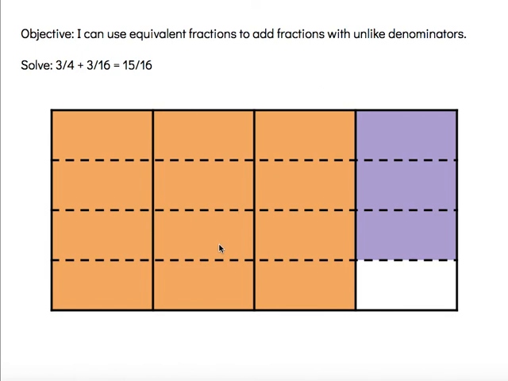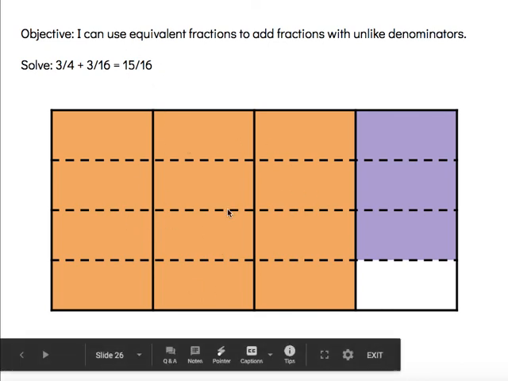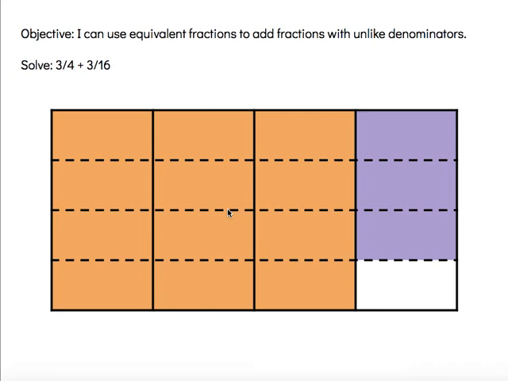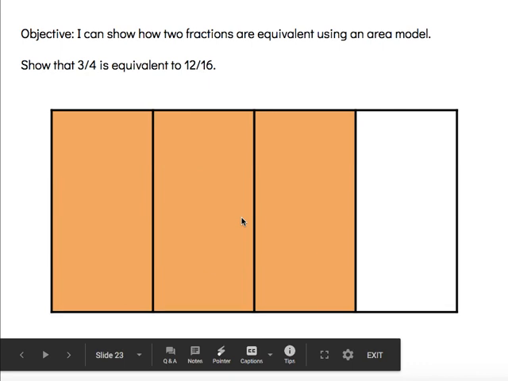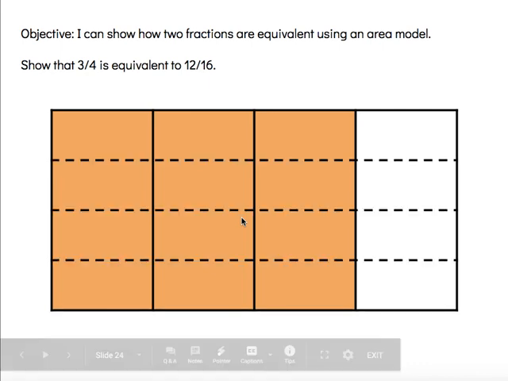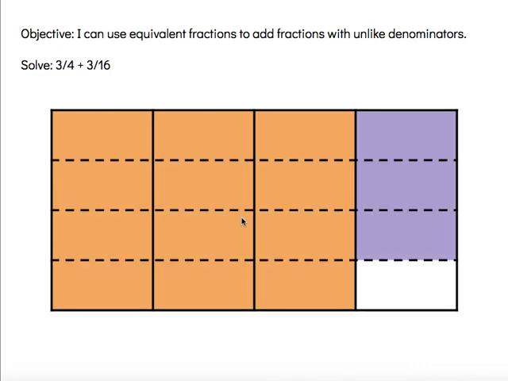So you can see by using an area model, you can understand more conceptually what's happening with our equivalent fractions. And you can see why you can add something like 3/4 to 3/16 and get something that seems strange, like 15/16, but we just converted 3/4 to 16ths first by splitting it into 16 equal parts instead of just 4 equal parts. And then we're able to add a fraction like 3/16 to get 15/16.